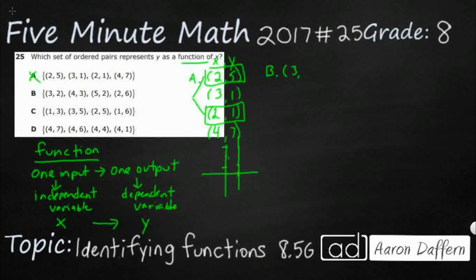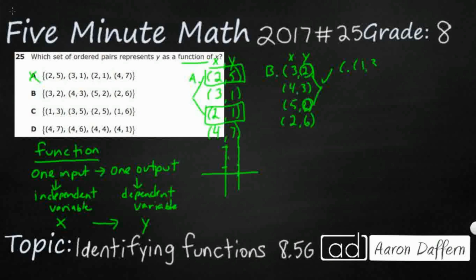So we'll do the same thing here. Line it up so we can see our x's. That's 3, 2, 4, 3, 5, 2, and 2, 6. All right, well, it looks like I've got 3, 4, 5, and 2. Looking okay. It doesn't matter that both 3 and 5 go to 2. That's okay, as long as we don't have the same x twice. So that's looking okay. Let's check my C.